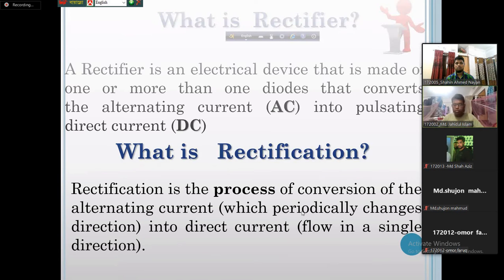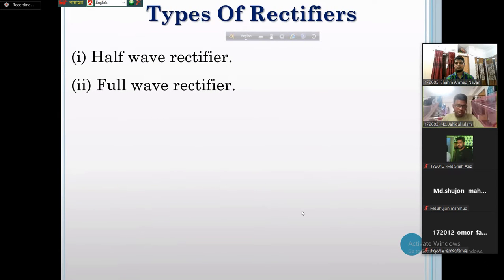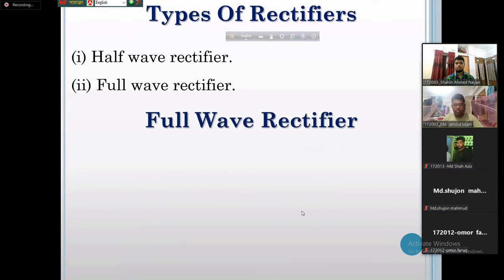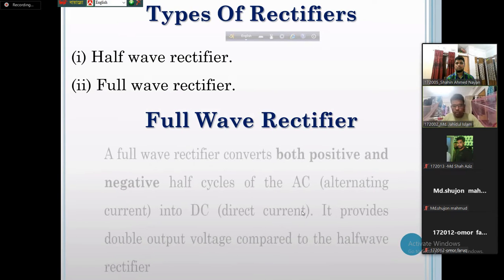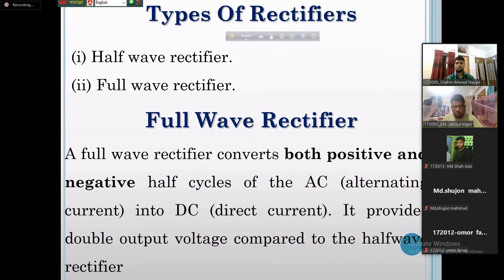Now we are going to talk about types of rectifier. There are two types of rectifier. One is a half-wave rectifier and another is a full-wave rectifier. A half-wave rectifier is a circuit that converts the positive or negative half cycle of the input AC signal. On the other hand, a full-wave rectifier converts both positive and negative half cycles of the alternating current into direct current. It provides double output voltage compared to the half-wave rectifier.